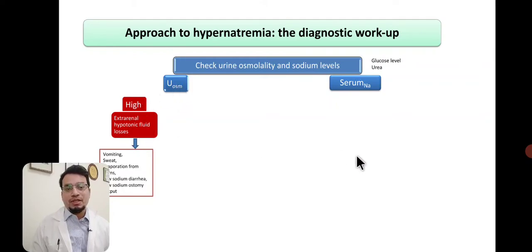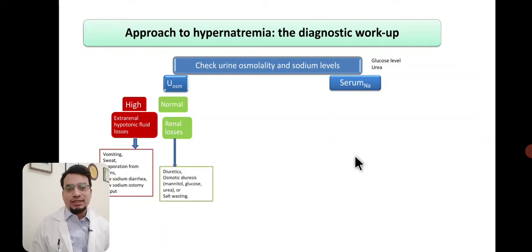If the urine osmolality is normal, then we should consider the renal losses. The patient may be on diuretic drugs, or may have a high glucose level, like more than 350 milligram per deciliter, or very high urea in case of CKD. The patient may also have a salt wasting syndrome and can lose a lot of water, though the urine osmolality will be normal. These are very few examples of losing water renally, in which the urine osmolality will be normal. Now we will move on.